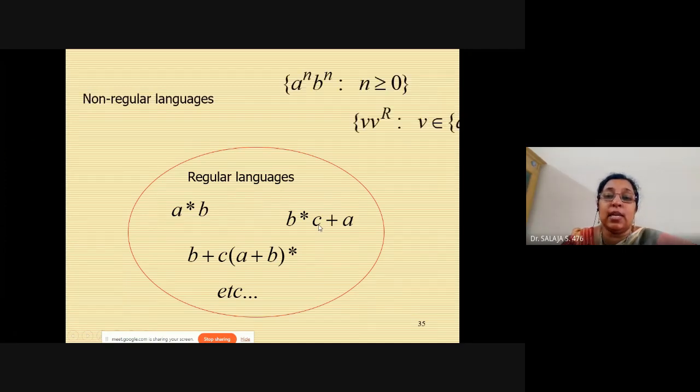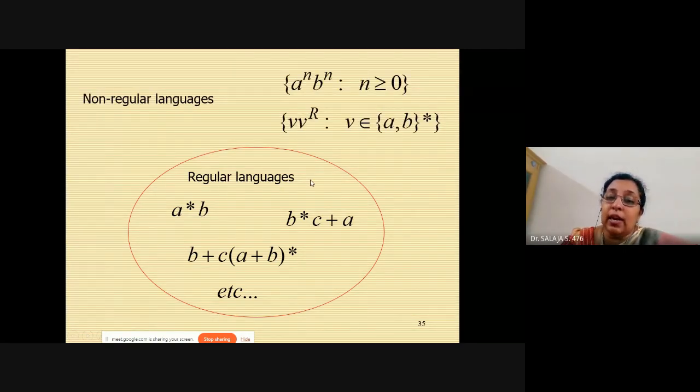Now if you just see here, the regular languages, A closure B is regular, A closure C plus A is regular, and so on and so forth. We have a lot of representations over there. But if I have some balanced constructs, saying the number of A has to be equal to the number of B, then it comes in terms of a non-regular language.